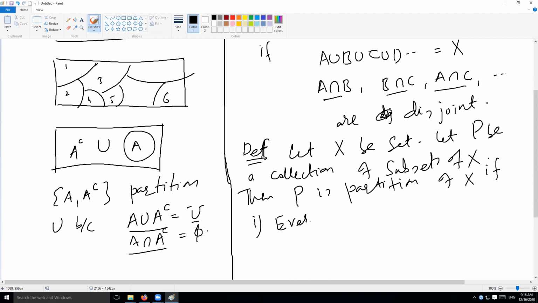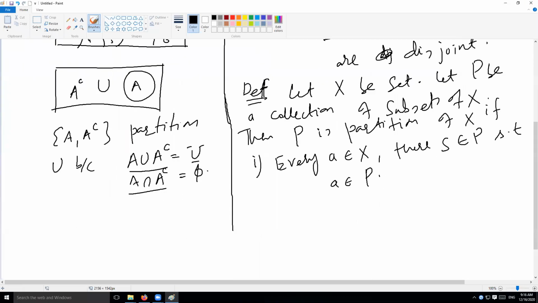Every element A in X: for every element A in X, there is a subset of X in P. Let's call it S, in P, such that A belongs to S. So who can tell me the intuition for the first statement?